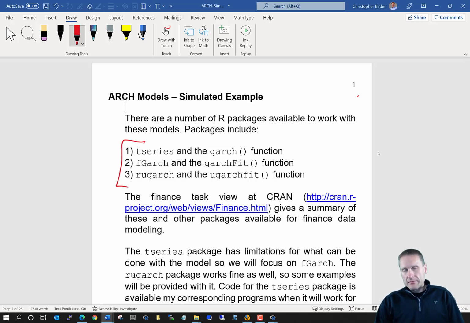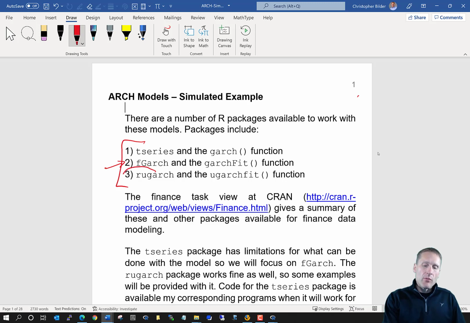There are a number of R packages available to estimate these ARCH models in R. Here are three of them. The garch package is one that we will primarily focus on. You will see some people look at the tseries package. While I have used that in the past in this course, it's not as fully functional as the garch package. So in my recent revision of the course, I decided to remove the tseries information. However, I have left information about how to use tseries in my corresponding programs.